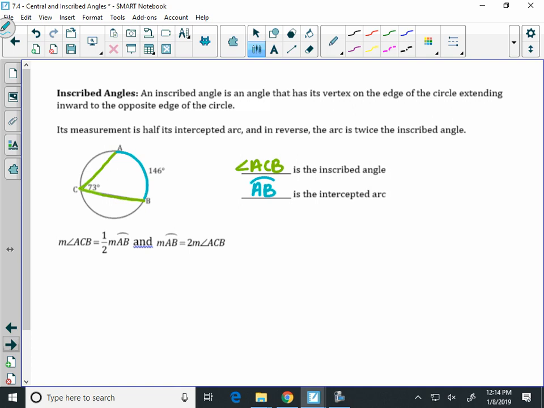I also like to think of it like this: the angle is like an ice cream cone, and the intercepted arc is like the ice cream or like a snow cone that goes on top. Visually, when you're looking at it or drawing it.